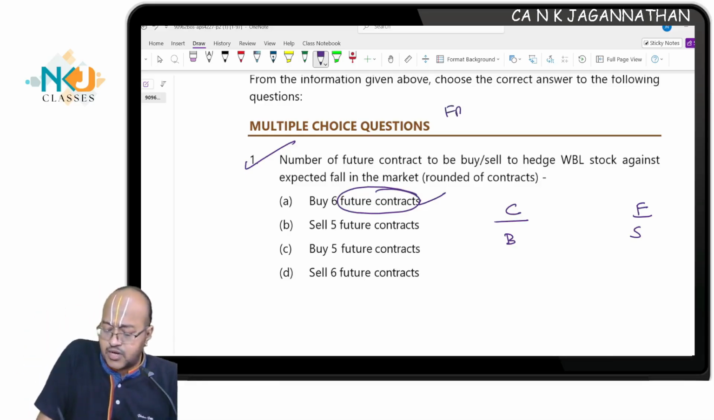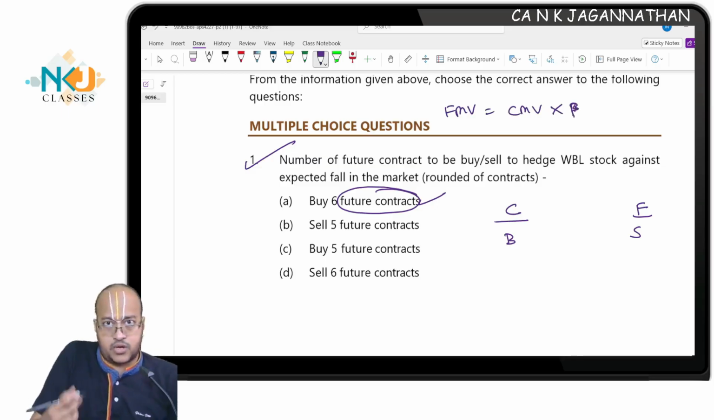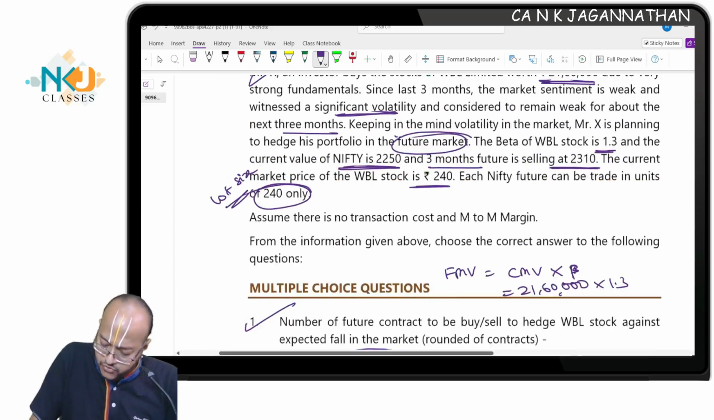So, future market value, this is not fair market value, it is equal to cash market value into beta. This is what I told you, now you will consider the beta. So, what is the cash market value? 21,60,000 is the cash market value. Beta is 1.3.